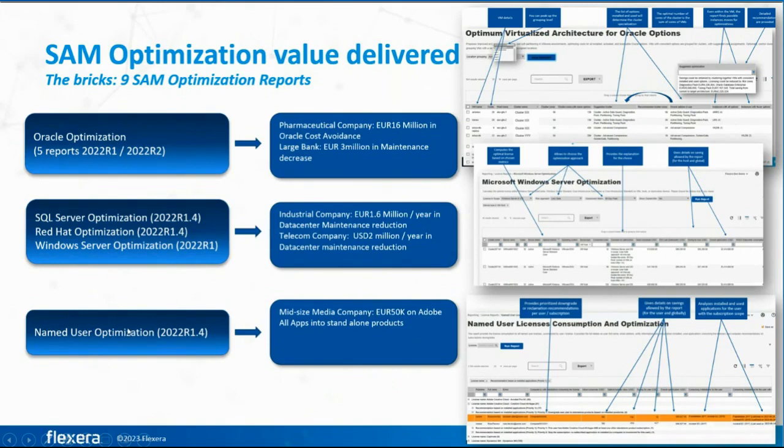And on the named user optimization, which was released in 2022 1.4, a mid-sized media company saved 50K on Adobe All Apps thanks to this report, which is basically telling you, user per user, this is a subscription, this is how much he's using, and this is how much he could save by moving to a cheaper subscription.